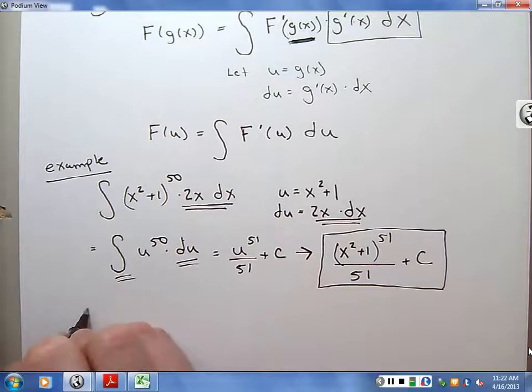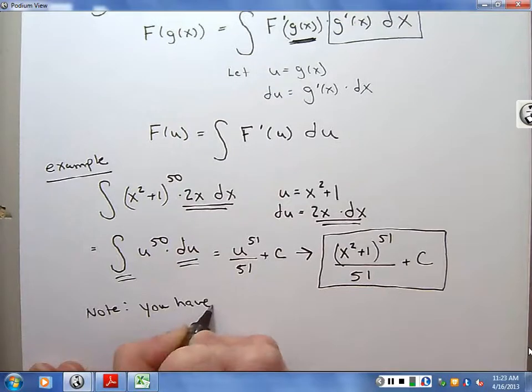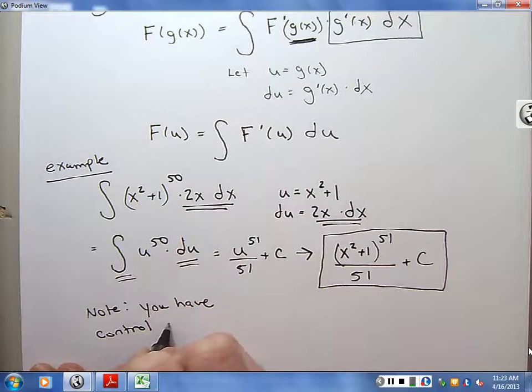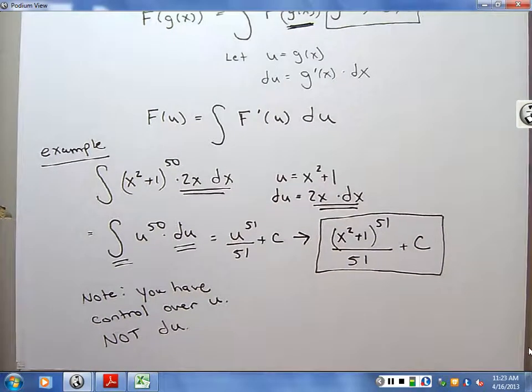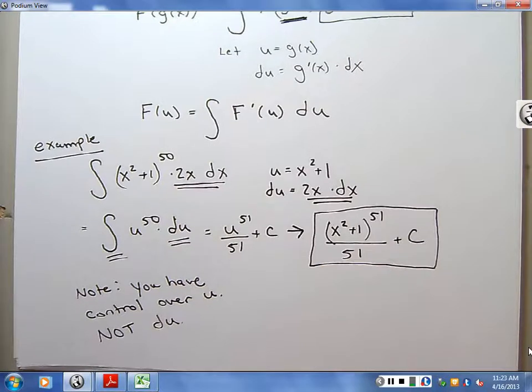So just a note, you have control over u, but not du. Once you pick your u, you're locked into what du is. You can't say, oh, I'll just pick du to be 2 times x. It has to be the derivative of what you pick u to be. So you want to pick u conveniently so that the derivative is going to cancel out anything else.